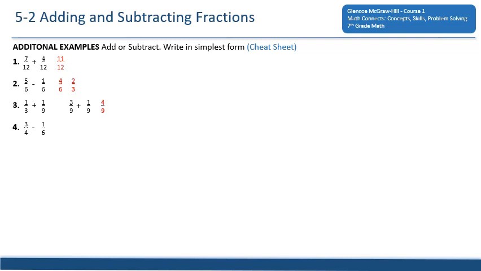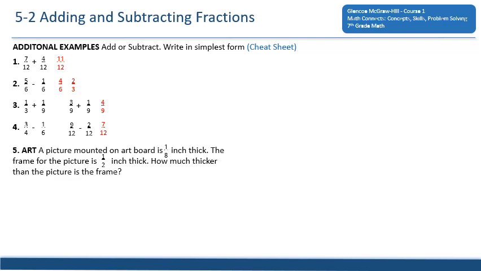We have 3/4 minus 1/6, which are unlike fractions. So we need to find the least common denominator, and in this case it's 12. So to get 4 to 12, we need to multiply it times 3. So we'll multiply 3 times 3 to get 9/12. And then in order to get 6 to 12, we need to multiply it by 2. So we'll multiply the numerator 1 times 2 to get 2/12. Now that they are like fractions, we can just subtract the numerators, and we get 9 minus 2 is 7 over 12.